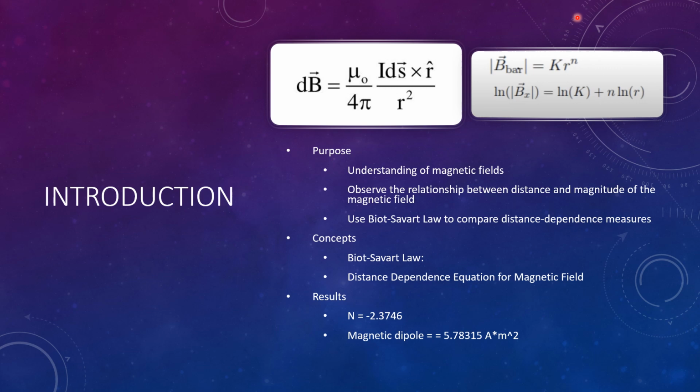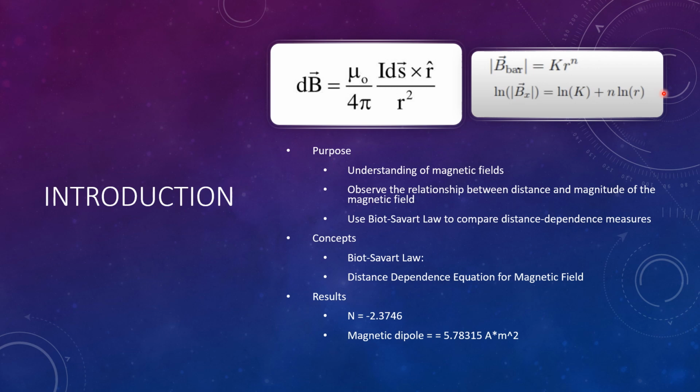The Biot-Savart law describes the magnetic field produced by a current carrying wire, and it states that the magnetic field at a given point is proportional to the current flowing through the wire and the distance between the point and the wire. The distance dependence equation for a magnetic field is given by the inverse square law, and what this means is that the strength of the magnetic field will decrease with the square of the distance from the source of the field.